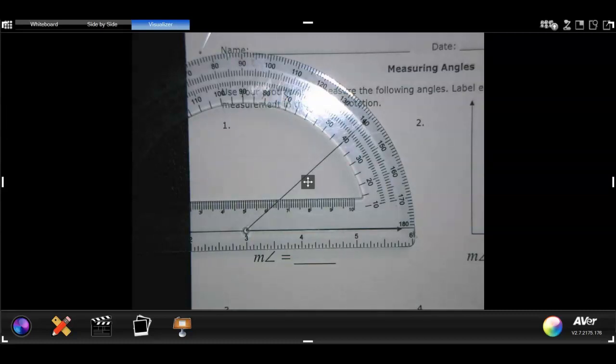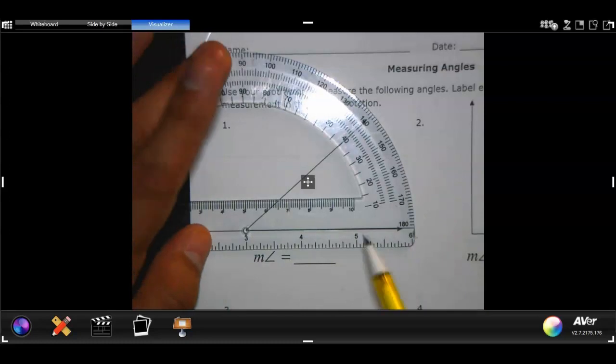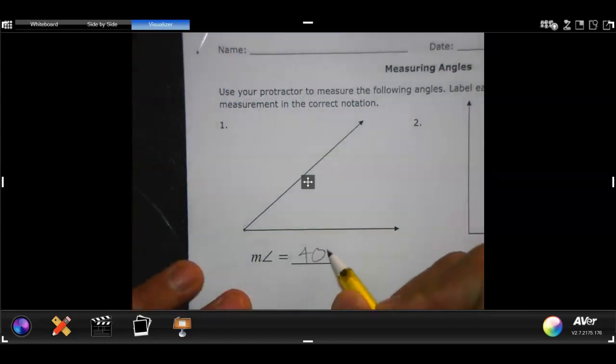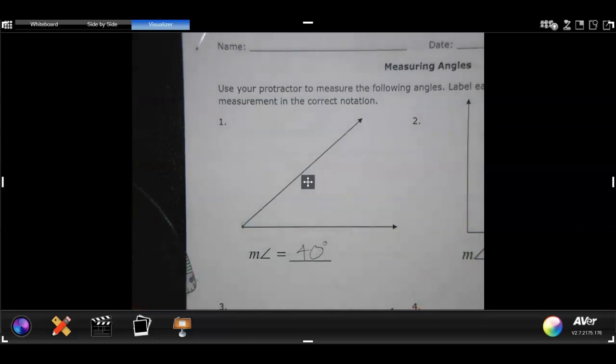All right? So what number? I heard someone say already 40, right? So go ahead and put 40 degrees. You can't just put 40 randomly. 40 degrees. Now let's go ahead and classify it. We'll put acute next to it, okay?